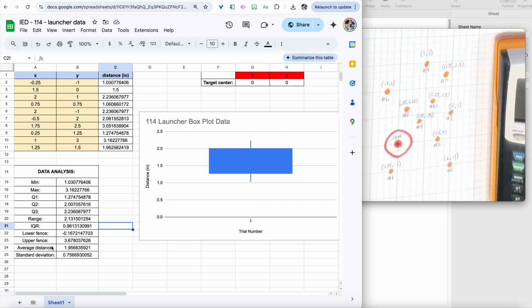And then we can also look at what we were calculating earlier this week, the standard deviation. Basically what that is telling us is how far off a majority of the data is from our average. And so that also provides some insight into the precision of our launcher as well.